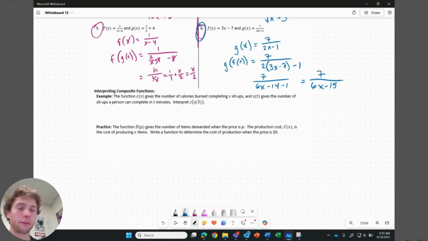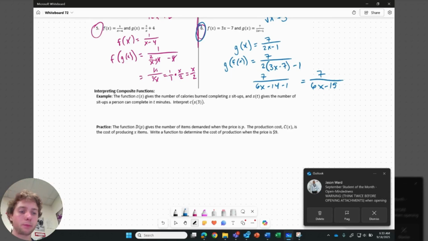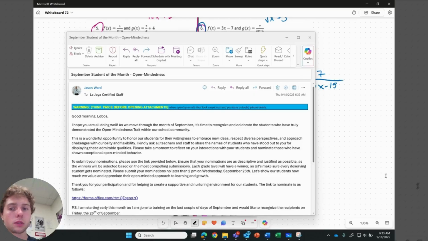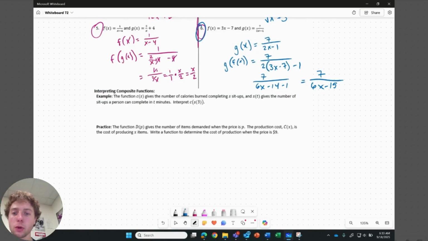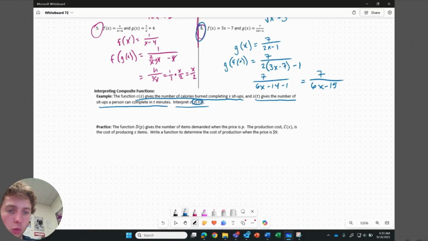So looking at some other stuff then, interpreting composite functions. The function C of S gives the number of calories burned completing S sit-ups. S of T gives the number of sit-ups a person can complete. Interpret C of S of 3. Well, the first thing I notice is S of 3. So what would S of 3 be? Well, S of 3 gives the number of sit-ups a person can complete in T minutes.